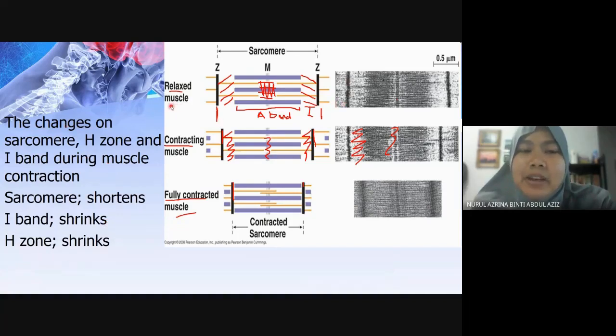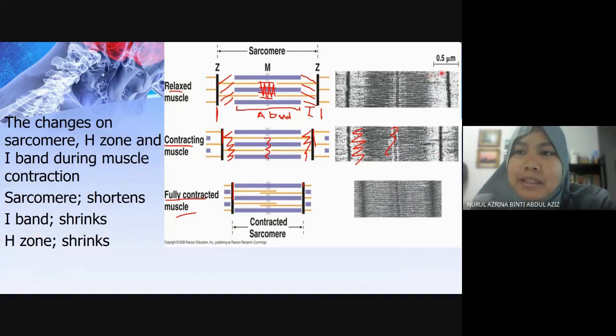Look at this, this is when the muscle is relaxed, in the relaxation state. This one is the contracting muscle, the muscle that is contracting. This one is the fully contracted muscle. Can you see the difference in terms of the sarcomere length? When the muscle is relaxed, look at the Z line and the sarcomere length. It looks big. As the muscle contracts, you can see the sarcomere becomes shorter. From here, it becomes short like this. Sarcomere shortens.